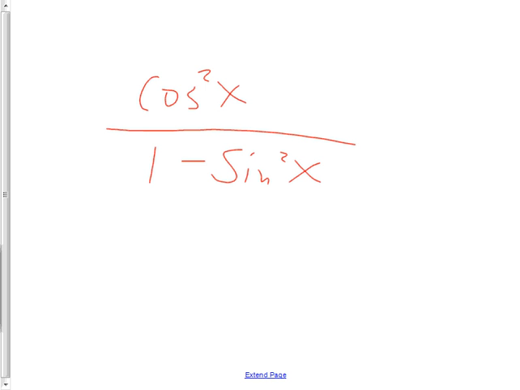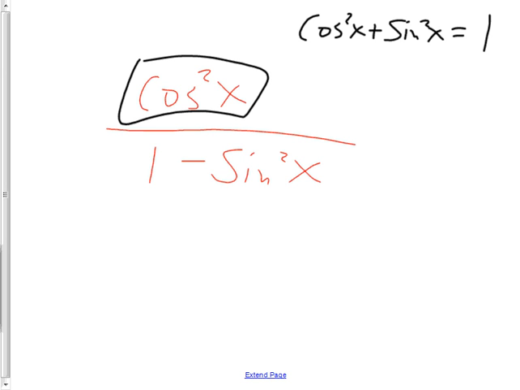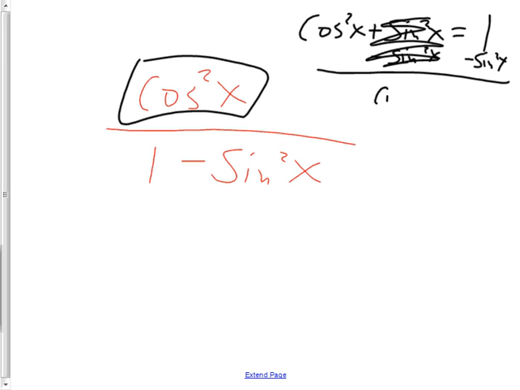You have to be able to go, oh, I could replace cosine squared with something. You pull up in your memory banks the identity that you know is true. Cosine squared x plus sine squared x is equal to 1. And then you solve it for cosine squared. Minus sine squared x, minus sine squared x. And then that cancels that. And then I have cosine squared x is equal to 1 minus sine squared x.